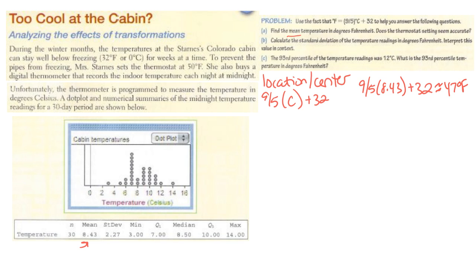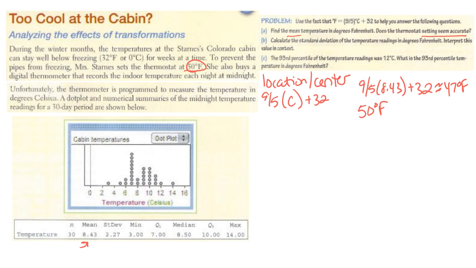And the second part of the question is asking us, does it seem accurate? Well, the thermostat is set at 50 degrees Fahrenheit, and the average is 47 degrees Fahrenheit. So no, it is not very accurate here.